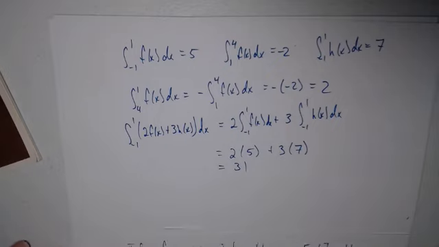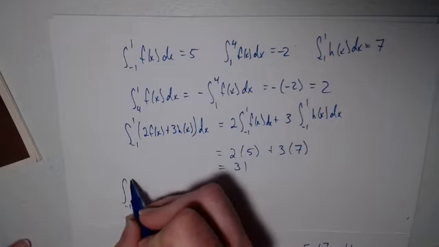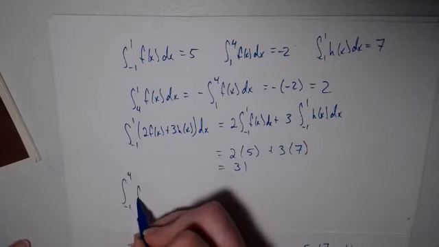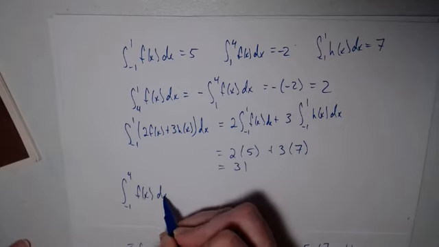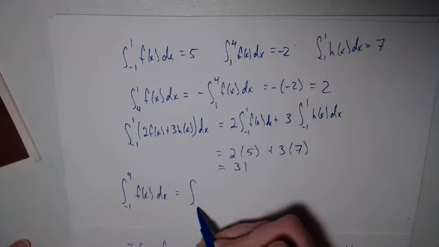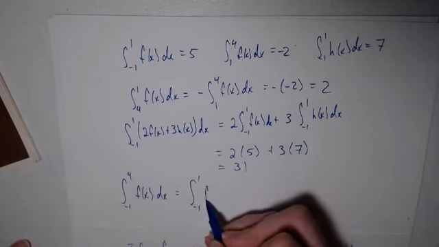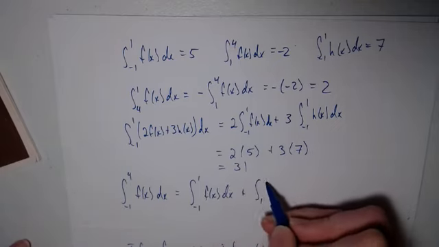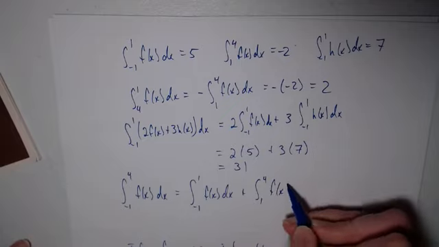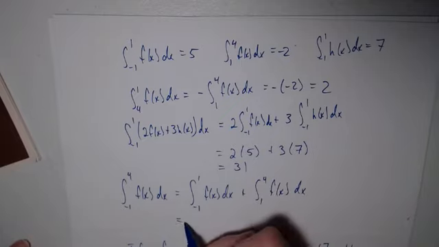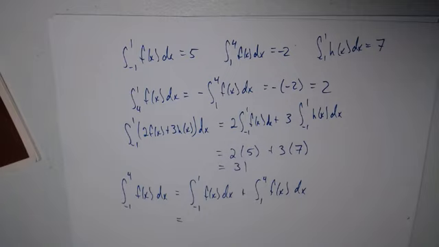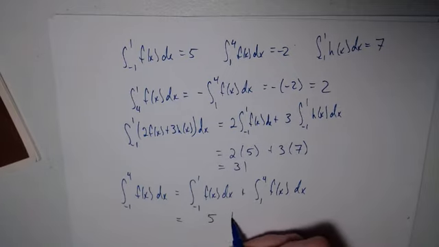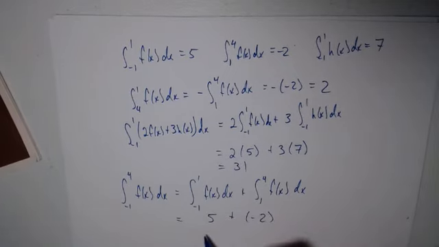And then finally, what if we're asked to find the integral from -1 to 4 of f of x dx? Well, that's the integral from -1 to 1 of f of x dx plus the integral from 1 to 4 of f of x dx. Those values were both given. So this one is 5 plus -2, so the total integral is 3.